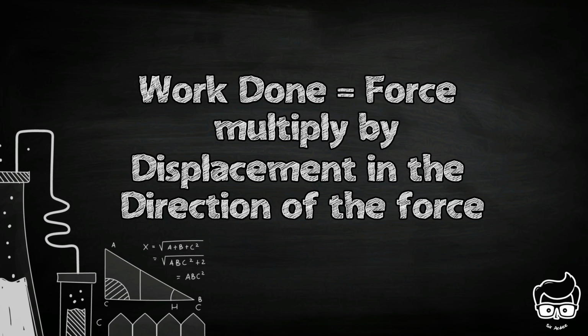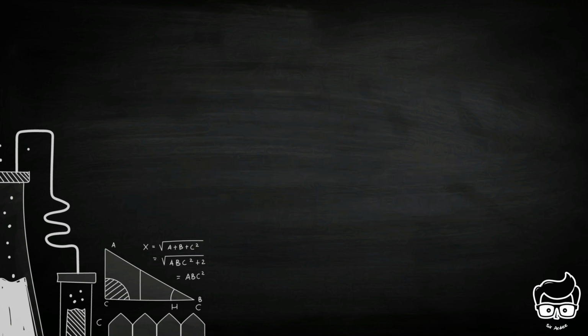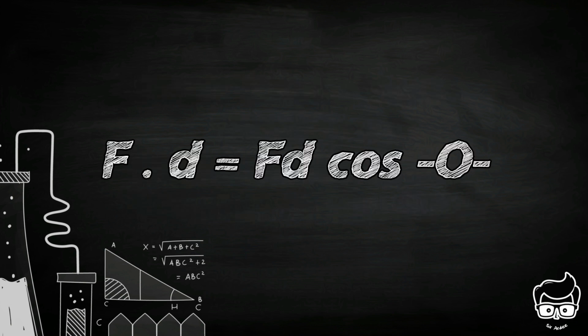Therefore, work done is equal to force multiplied by displacement in the direction of the force. In symbols, we have F dot D is equal to FD cosine theta. F is the force, D is the displacement, and theta is the angle between them.